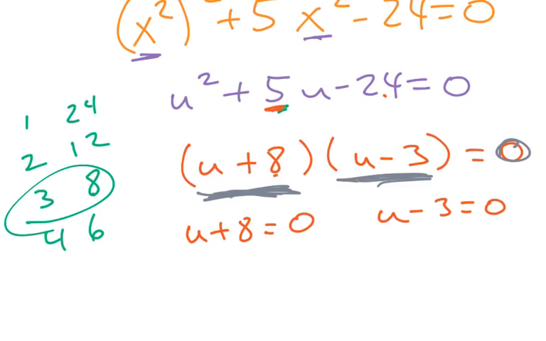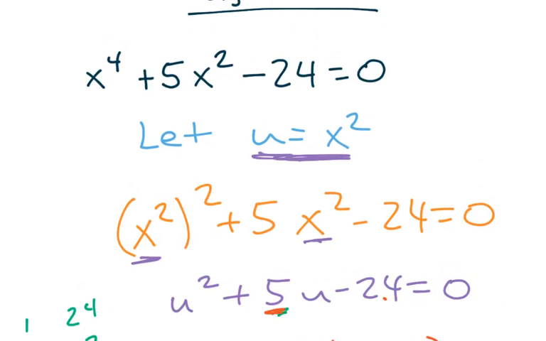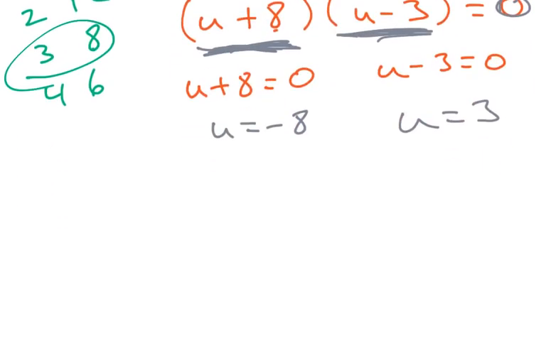So once we have that, we simplify. u equals negative 8, u equals 3. Again, we have to recall that we are not solving for u, we are actually solving for x. So if u is equal to x squared, all I have to do to finish this problem off is substitute in x squared for u. And then I solve.